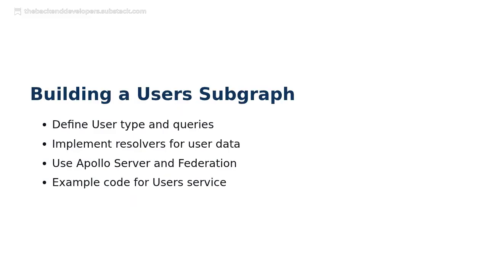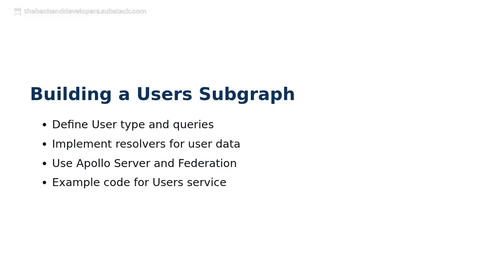To build the user's subgraph, we start by defining the user type and its associated queries in our GraphQL schema. Next, we implement resolvers that fetch user data efficiently. Utilizing Apollo Server alongside federation tools allows us to create a cohesive and scalable architecture. Here's a simple diagram illustrating the connections between these components, which also sets the stage for our example code for the user service.